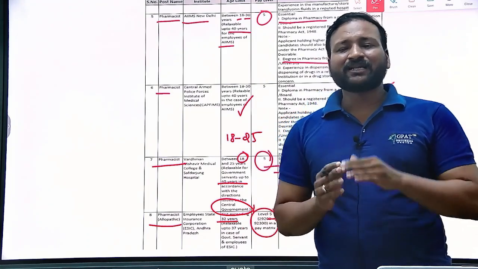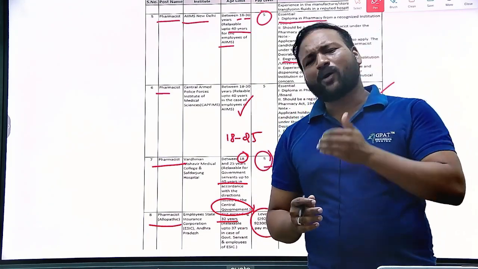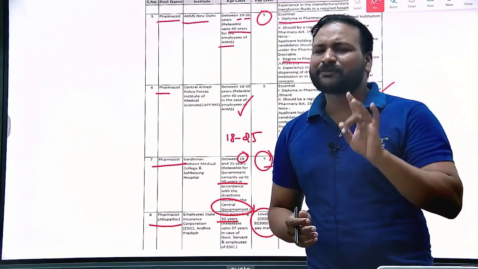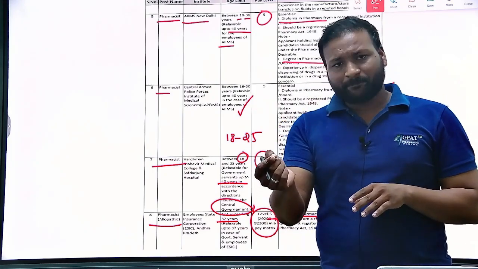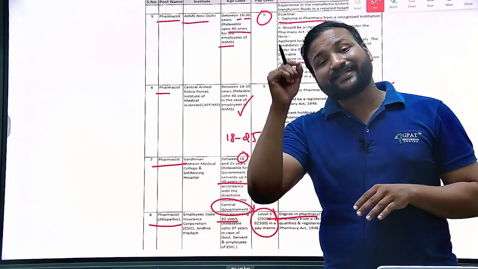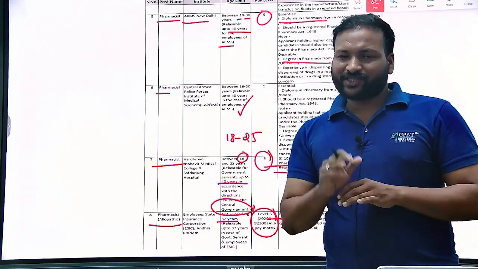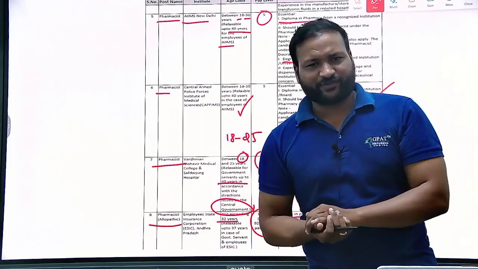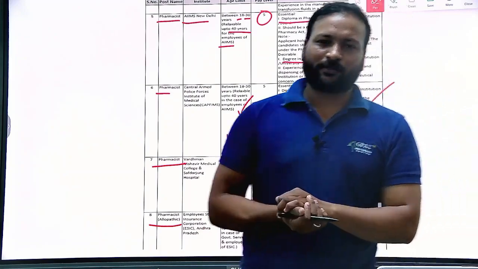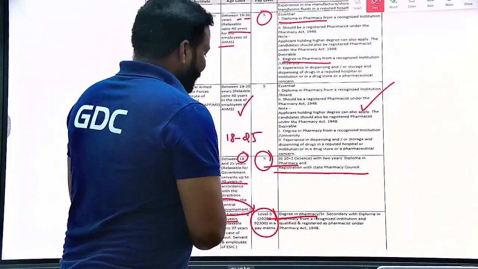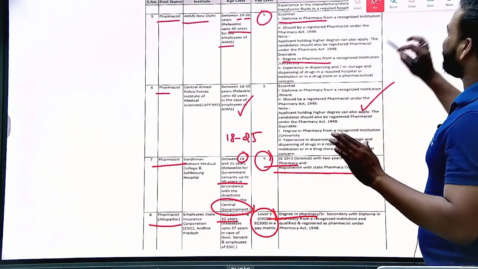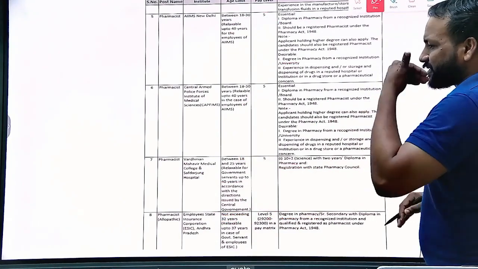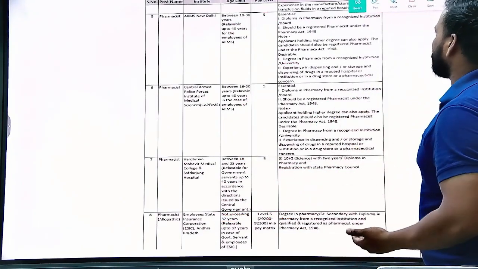So final year students especially, or completed students also, if you have the PCI, or if you can get your PCI in hand by the day of examination, then you can confidently apply for this job. Yes, so these are the requirements, age limit and pay level for the dispensing attendant, chemical examiner and other posts.